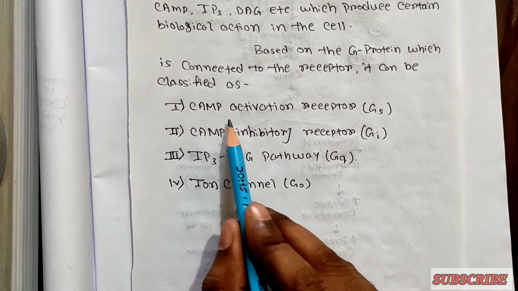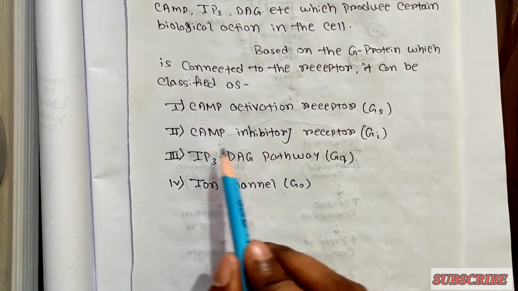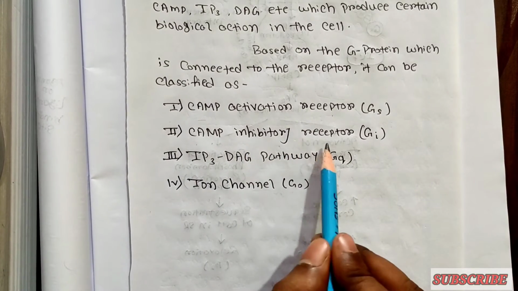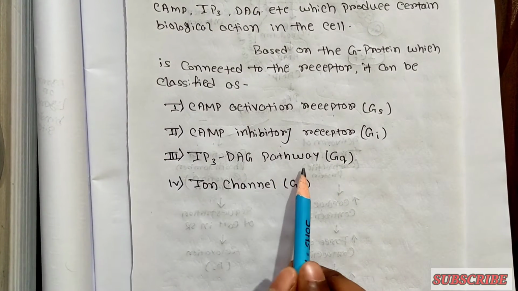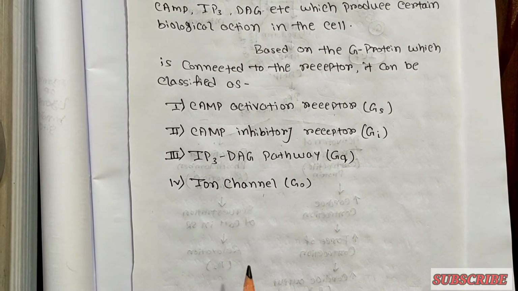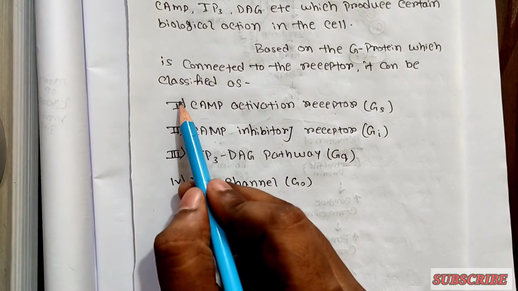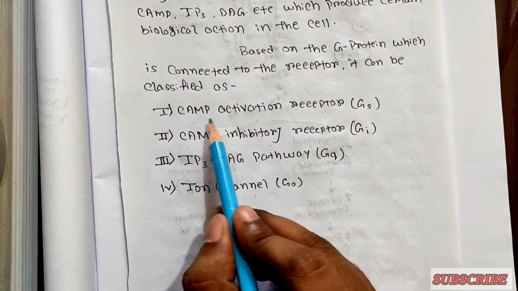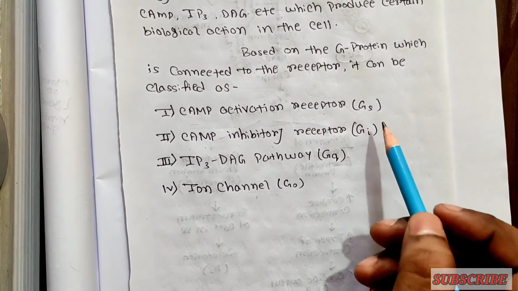One, cAMP activation receptor; cAMP inhibitory receptor; IP3-DAG pathway; and ion channel. In this video we will discuss only the cAMP activation receptor.